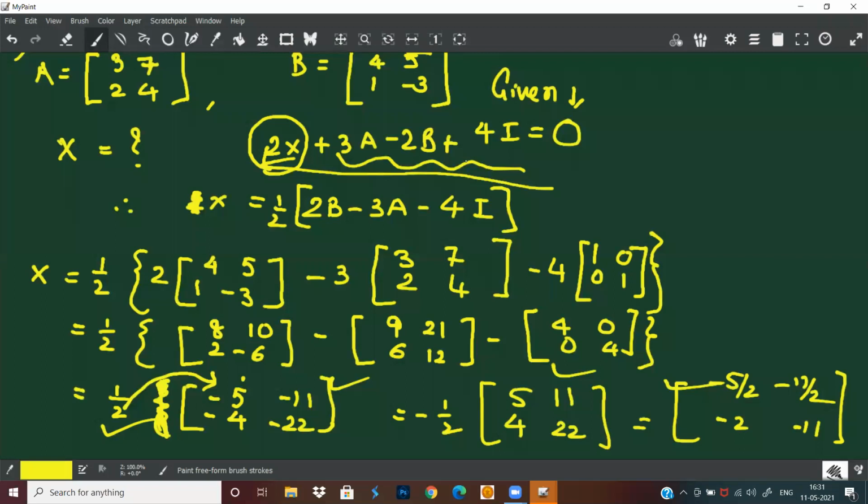Understood? Fine. That's what I was saying: in standard 7th, 8th or 9th, you have learned one chapter called formula, in which you used to make this the subject. That means what you have to find is kept separately on one side, and all the rest on the other. Right?